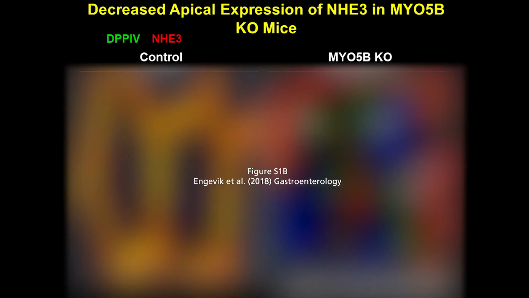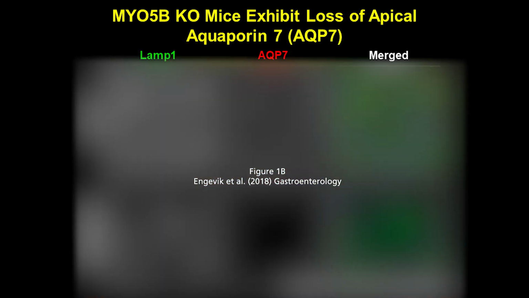This is shown maybe a little clearer. Here's the normal mucosa where DPP4 and NHE3 co-localize at the brush border. You can see that the NHE3 here is kind of diffuse and subapical. There's a little bit in these inclusions that are really throughout the intestinal enterocyte. Those get stuck. Other apical transporters, such as aquaporin 7, another member of the brush border, completely disappear in the myosin 5B knockout.